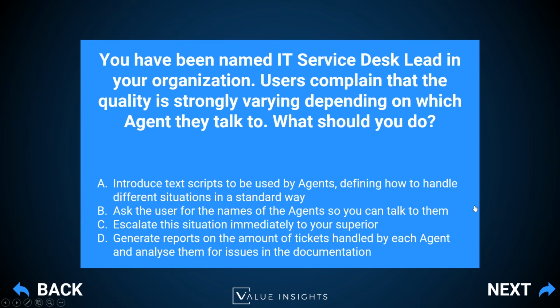B says ask the user for the names of the agents so you can talk to them. Well, it might certainly be a good thing to talk to your people. Nevertheless, it's not a quality assurance. And on the other side, I'm not sure that all the users would remember all the names of the agents they ever talked to, right?